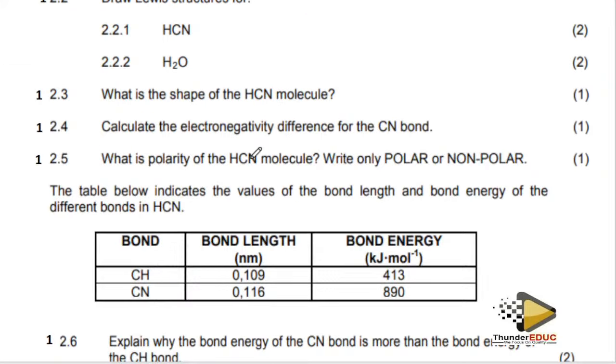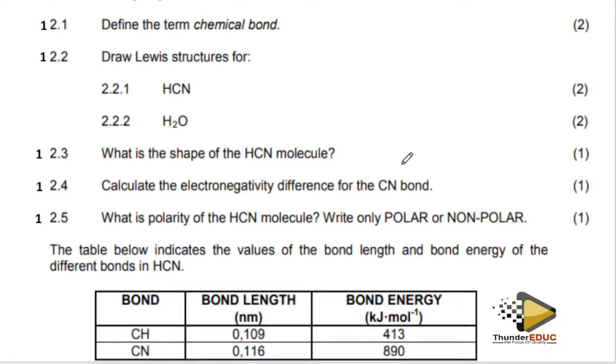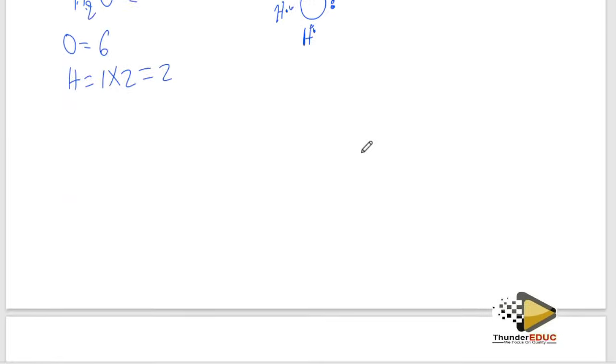We call it angular. Calculate the electronegativity difference for the cyanide bond. So now, what is the electronegativity here? Basically, they are saying calculate the electronegativity difference for the cyanide bond. They're not saying cyanide bonds, okay? They're not saying cyanide bonds. So if they say cyanide, don't forget that it forms 3 of them.